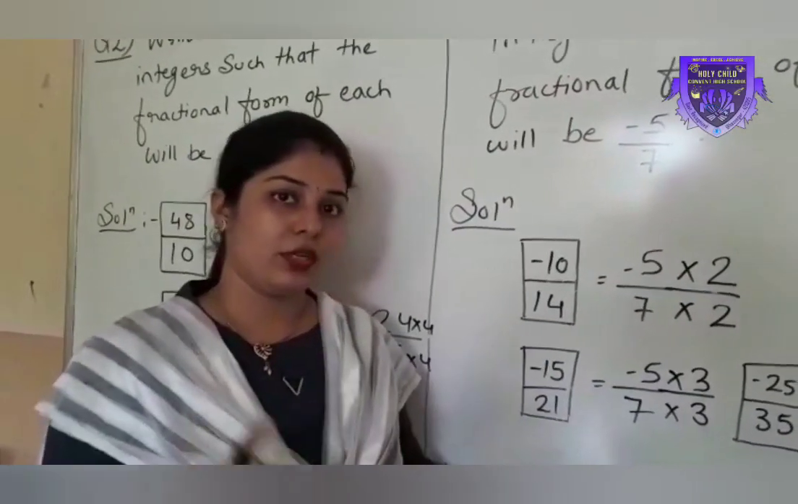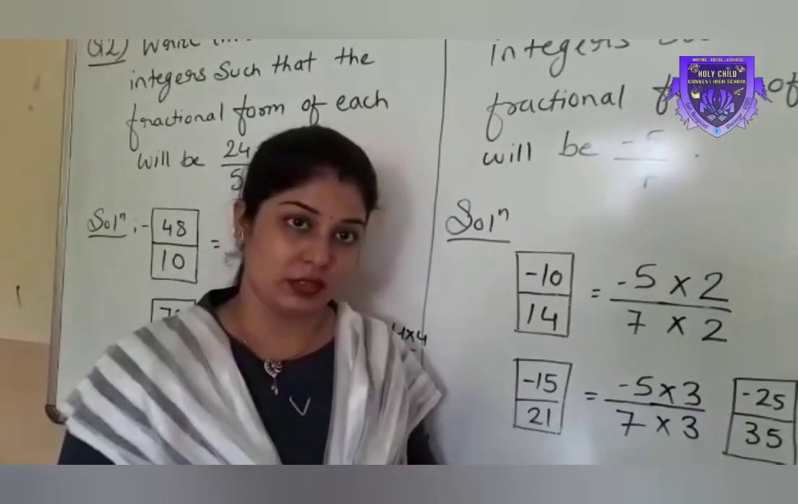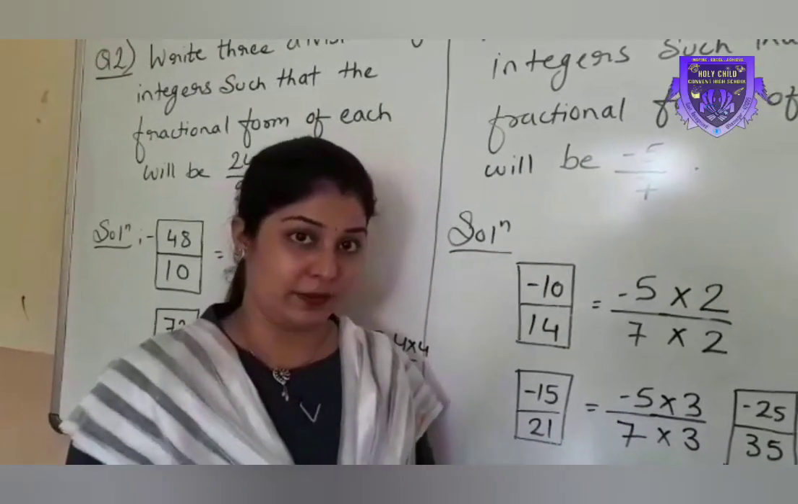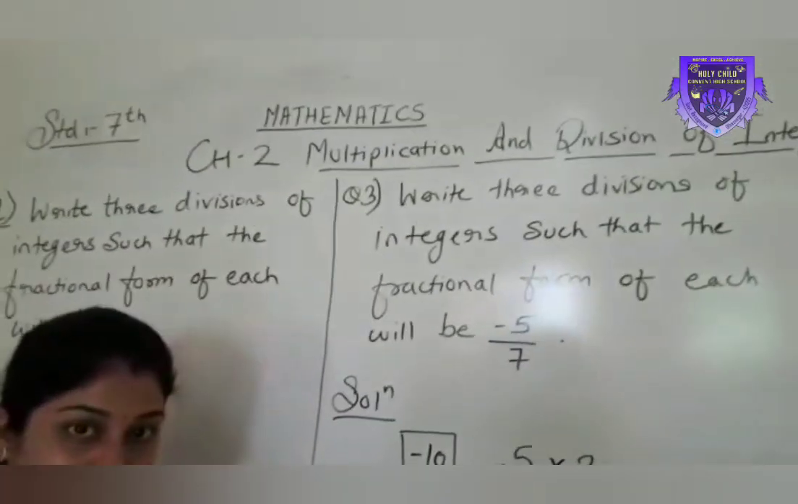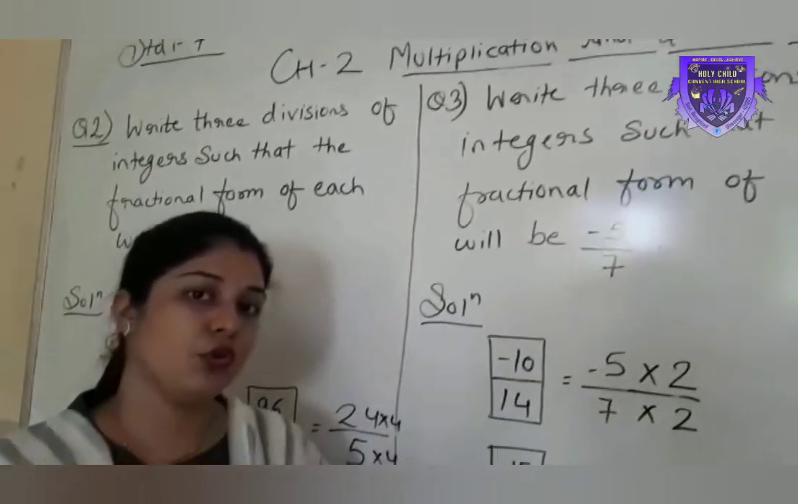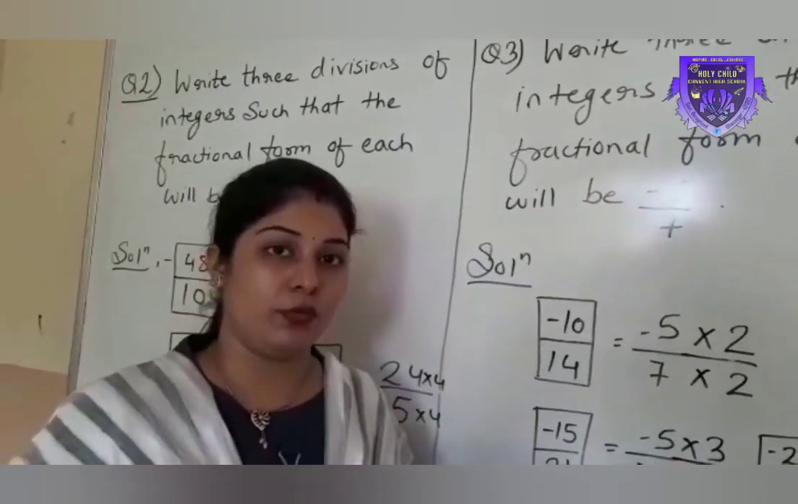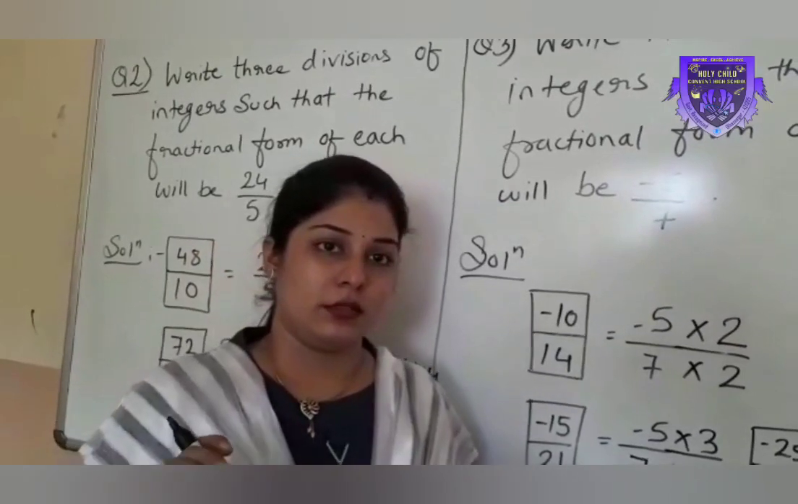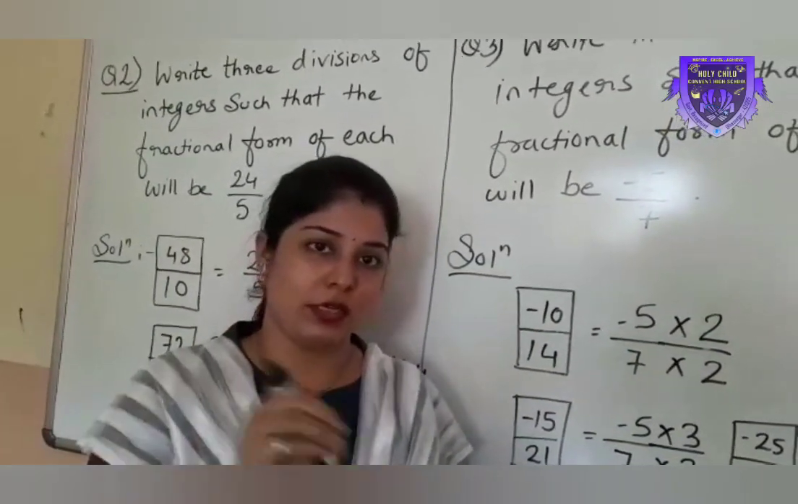Question number 4 is your activity. You have to do it as an activity. Here we have completed our chapter number 2, multiplication and division of integers. Now soon you will be getting the notes. You have to complete the notes in your notebook and show it afterwards, or you will be called in the school for checking.